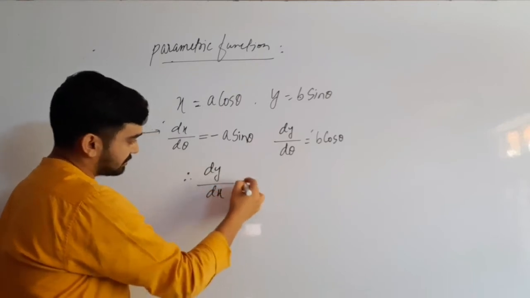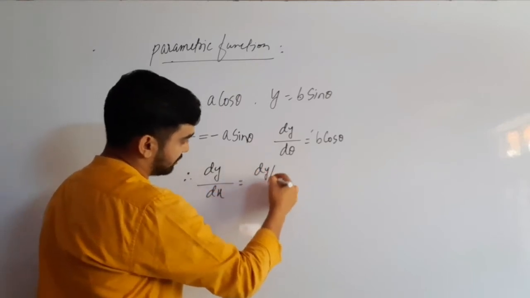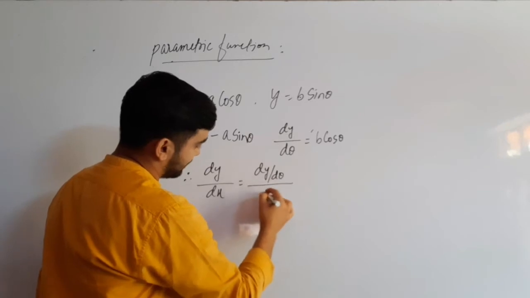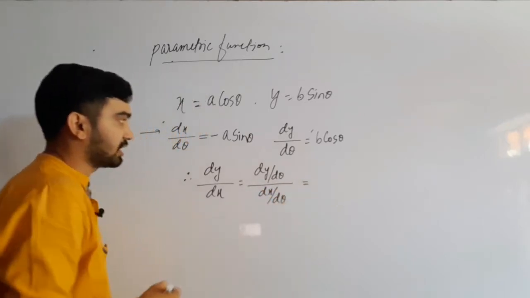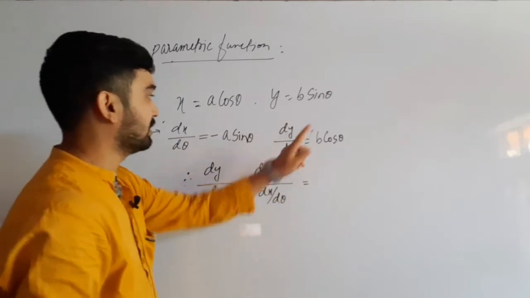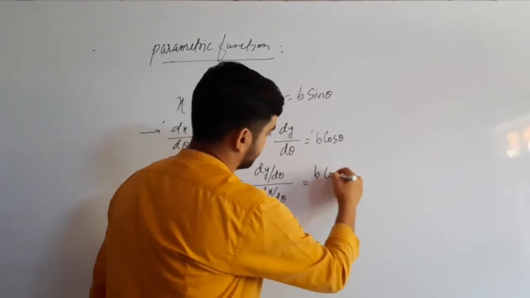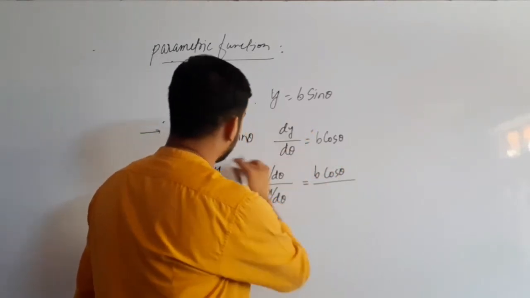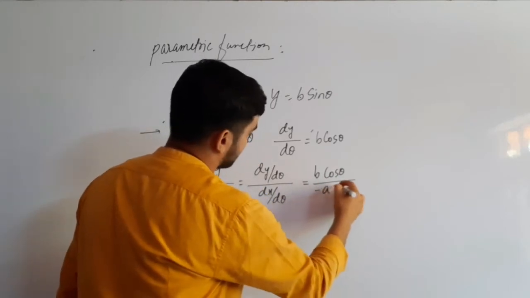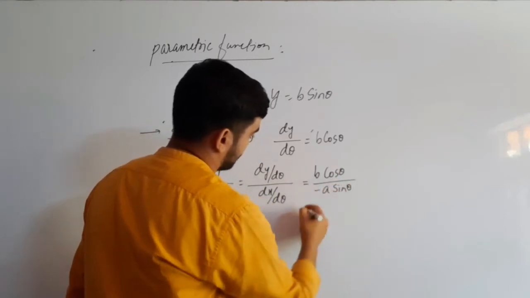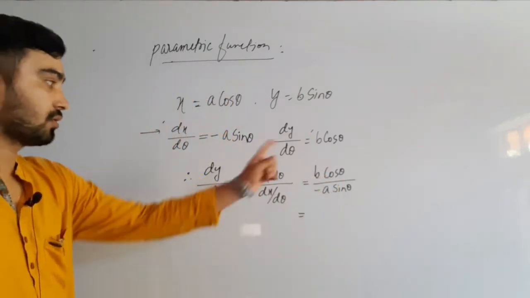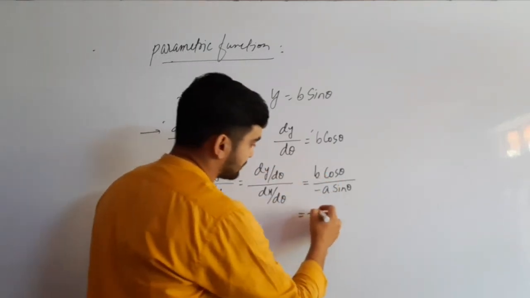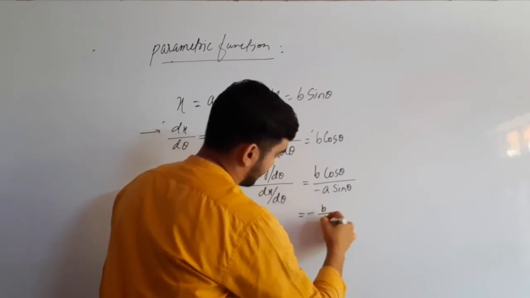Therefore dy by dx equals dy by d theta divided by dx by d theta, that is b cos theta divided by minus a sin theta. So your final result will be minus b by a cos theta by sin theta, that is minus b by a cot theta.